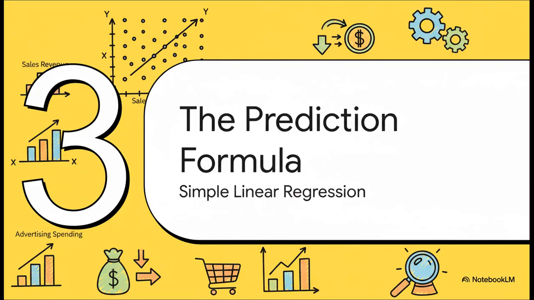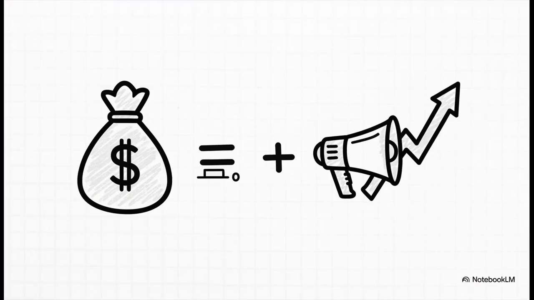Okay, so we found a strong clue. That's great. But a clue by itself doesn't solve the case, right? It doesn't give us an actual prediction. For that, we need a tool. We need to build our own little prediction machine. And that machine is going to run on a simple formula. And here it is. Now, don't let the letters and numbers scare you off. It's simpler than it looks.